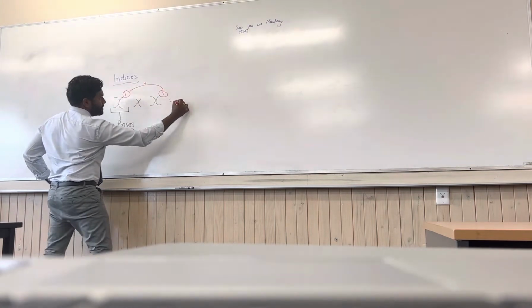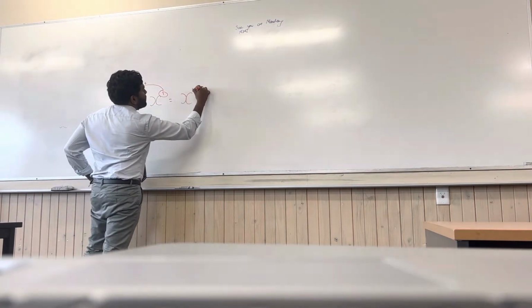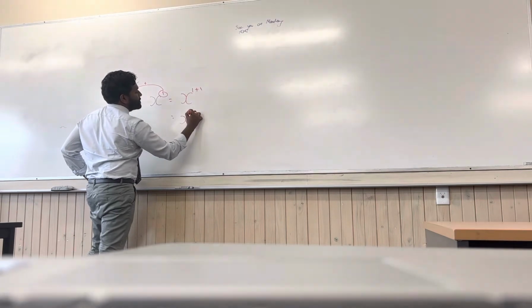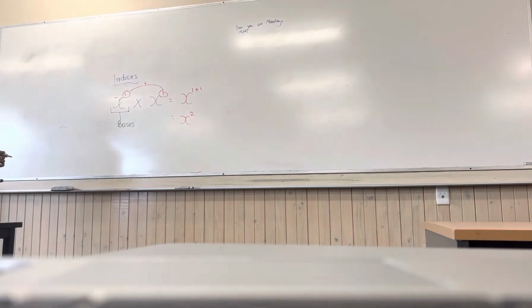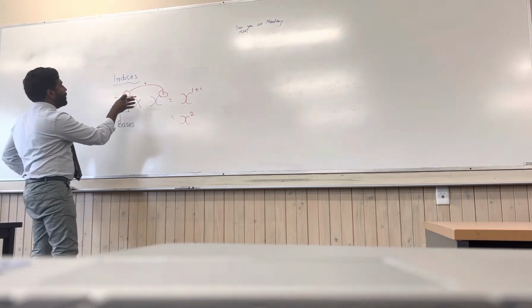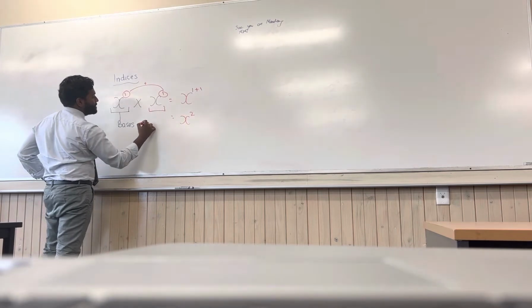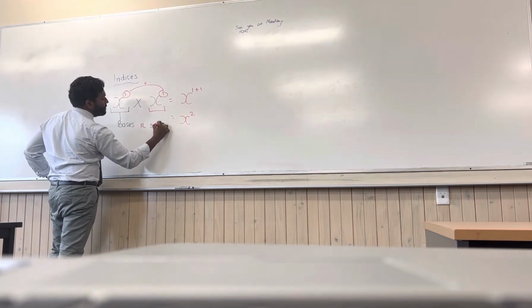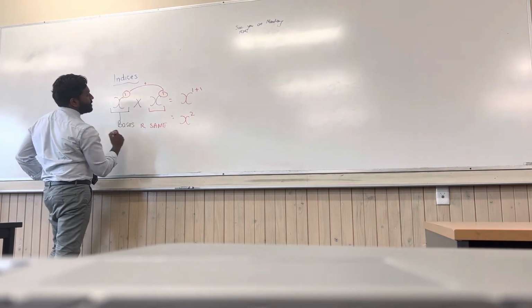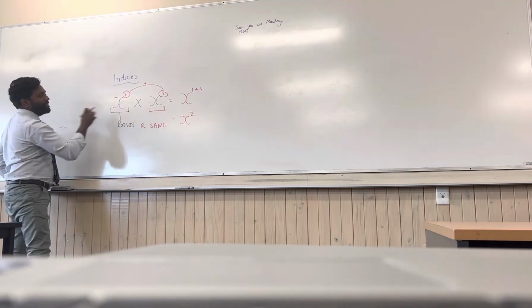So x times x, you add the powers, and that's why it becomes x squared. So that's the first law of indices, is that you're going to have to add these two powers, but as long as the bases are the same. So as you can see here, the bases are the same. This is the same base as that.